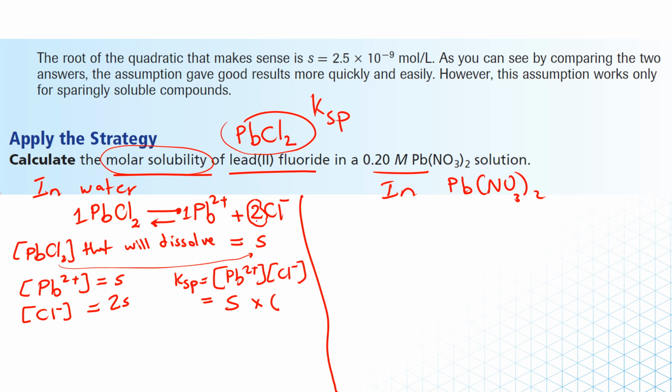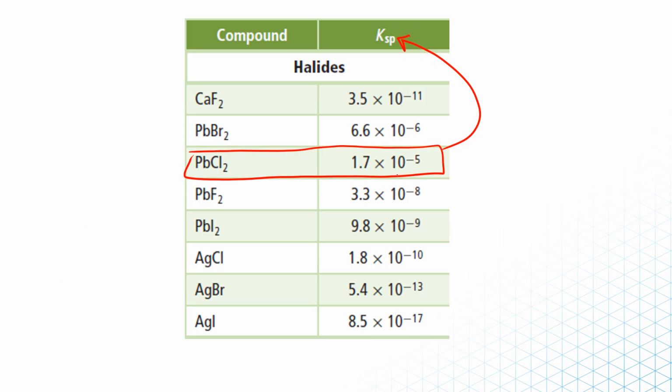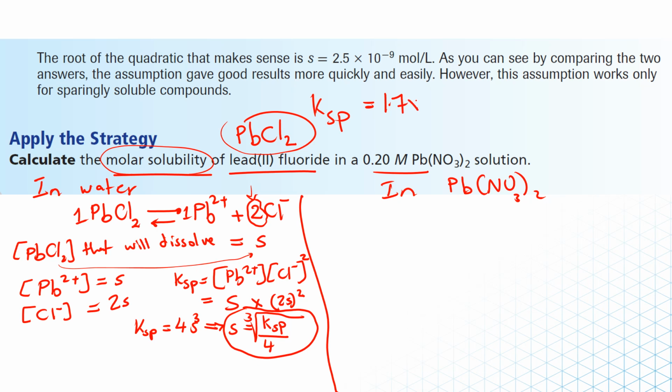So there is a problem here, guys, that you should focus on. The 2 here, remember, we should put it in the power, because this is the equilibrium constant equation, the KSP. So this will be 2S to the power of 2, so KSP equals 4S cubed, so S equals the cube root of KSP divided by 4. Okay, and we will put in the numbers. The KSP, what was its value? 1.7 times 10 to the power minus 5.